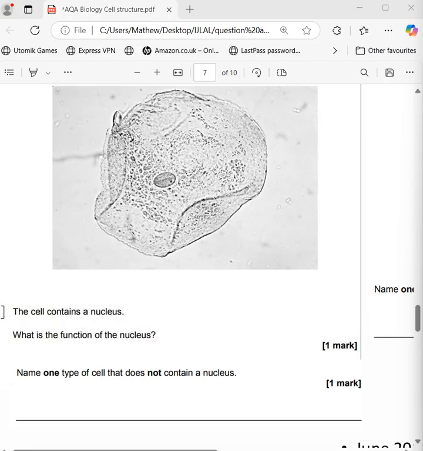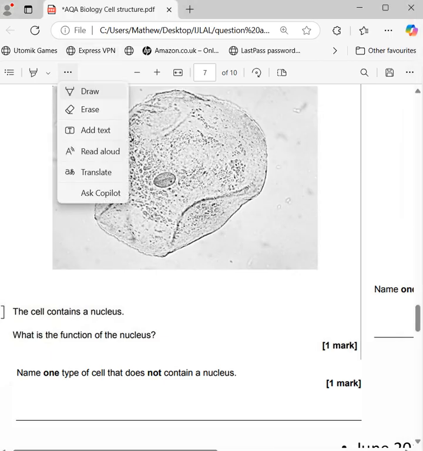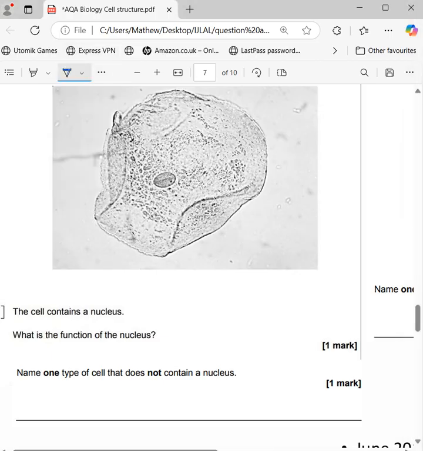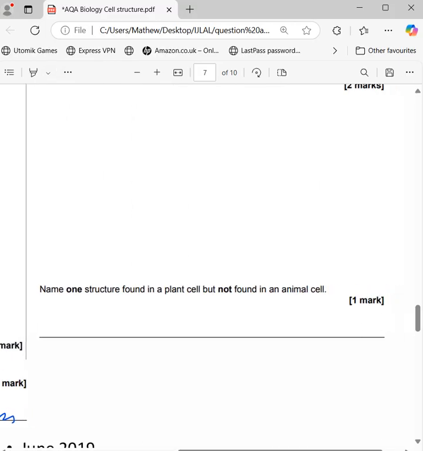Now, they said, name one type of cell that does not contain a nucleus. I just mentioned one not too long ago. Cells that do not contain a nucleus are red blood cells, RBCs. Bacteria do not have a nucleus. We have xylem cells. So you just need to remember any one. They don't have a nucleus.